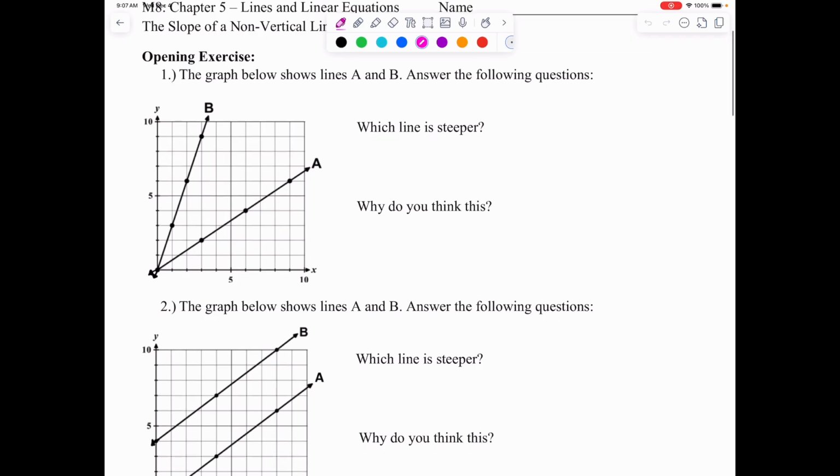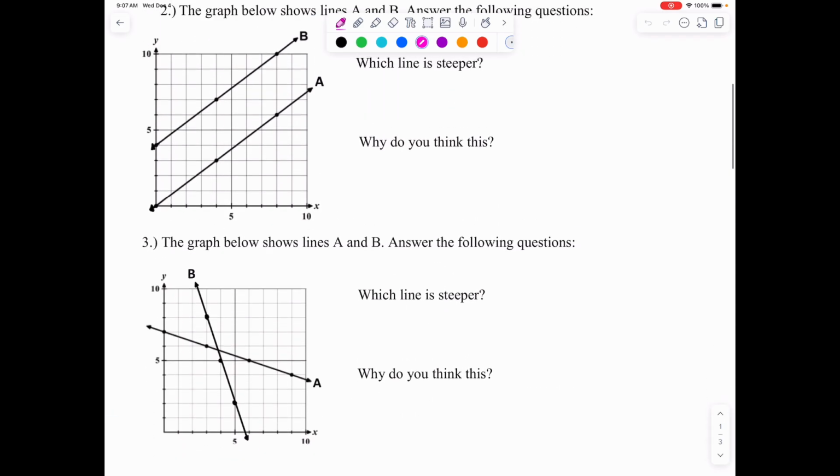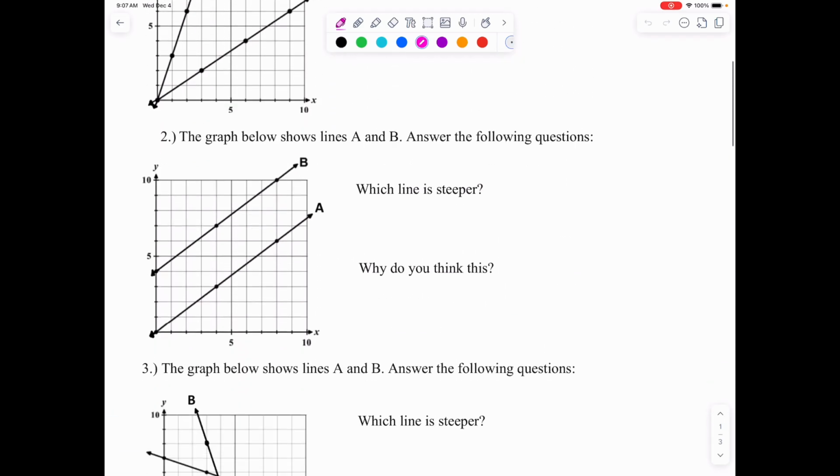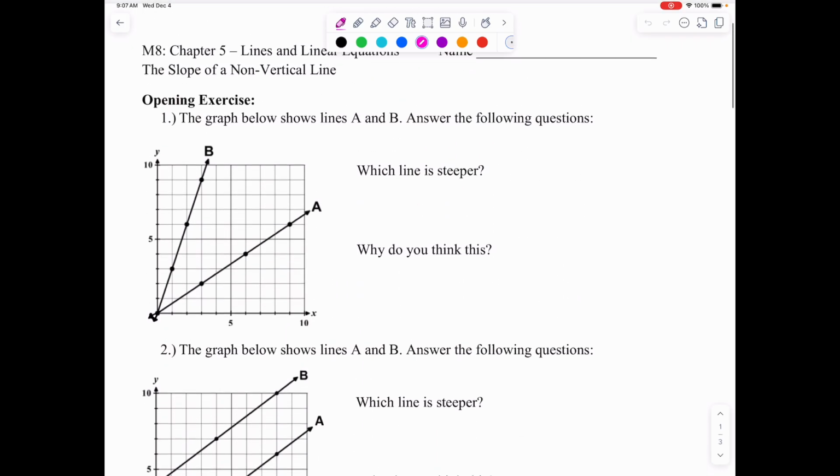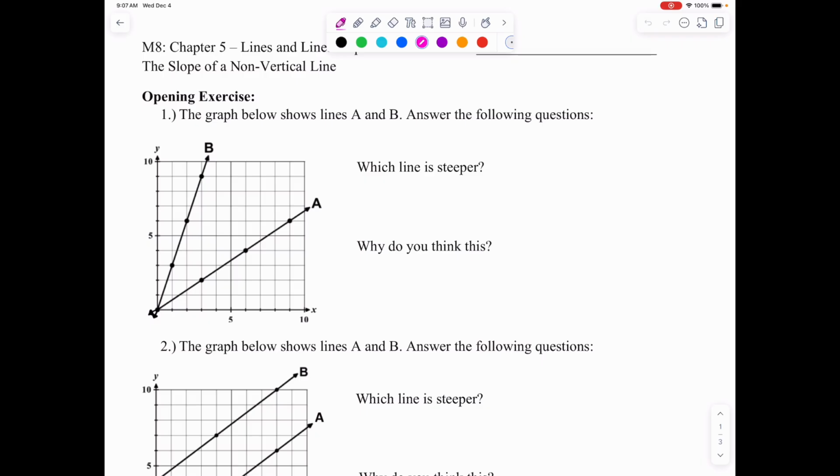So questions 1, 2, and 3, you're going to see 3 different graphs. They are labeled A for line A and B for line B. All of the questions say that the graph below shows lines A and B, and to answer the following questions. I want to know which line is steeper, and then I want to know why do you think this? Okay, so at this time, please pause the video, then resume the video to go over the answers once you've completed these questions on your own.